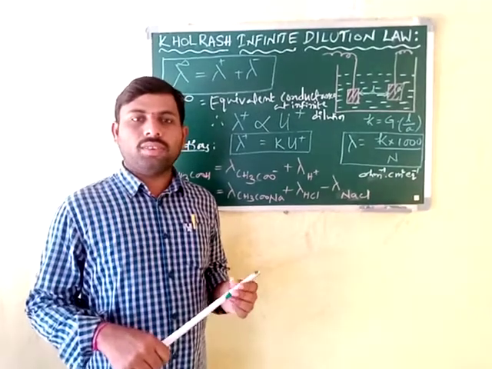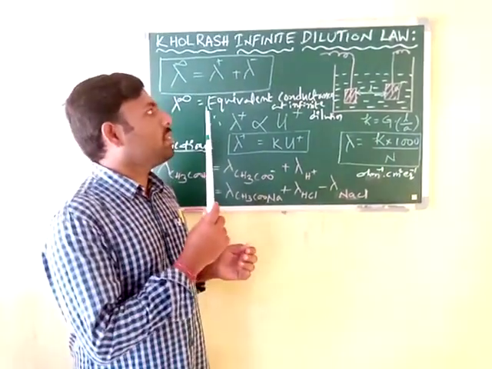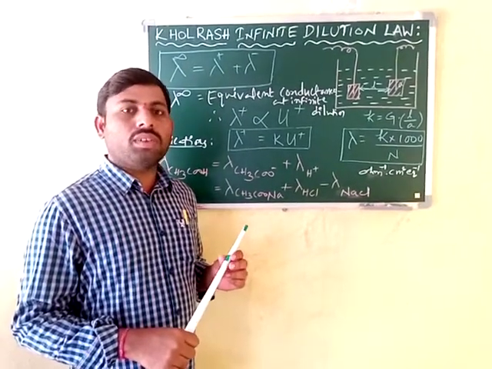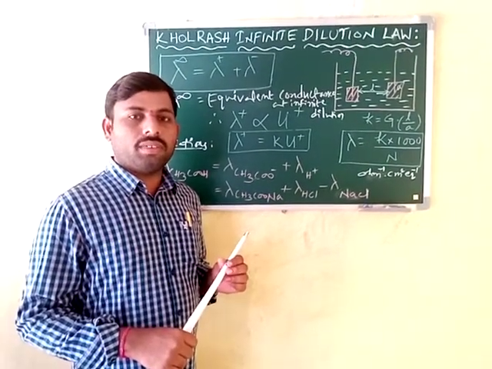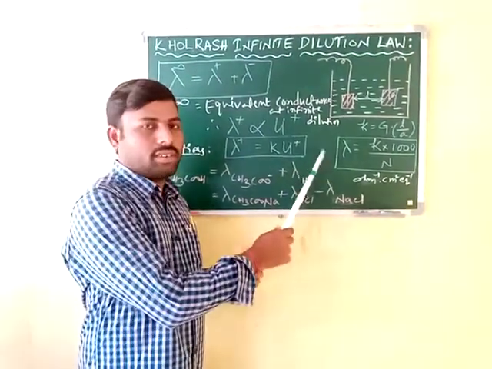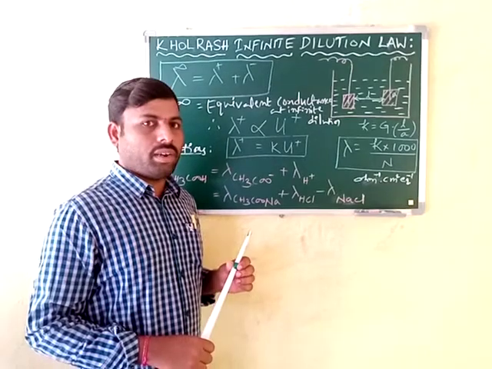Welcome back, students. Today our topic is Kohlrausch infinity dilution law. The law is meant to know the equivalent conductance of weak electrolytes. What is equivalent conductance? Usually it is denoted with lambda.